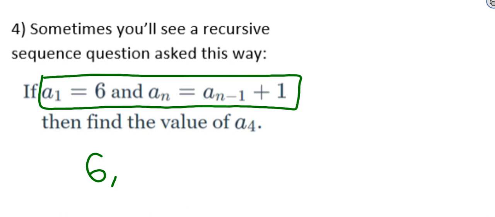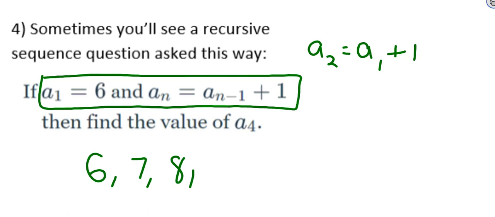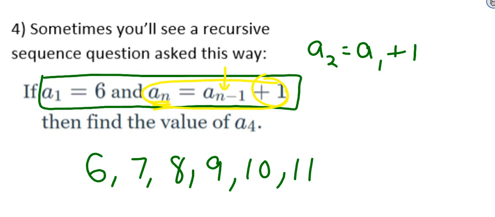Well, to find the second term, a sub 2, we look back at a sub 1, and we add 1. So if a sub 1 is 6, we add 1, that's 7. What do you think this is going to look like? This recursive definition is telling us every term is 1 more than the term before it, right? If you want to look at this part of it, that's what this says. It says every term is equal to the term before it plus 1.